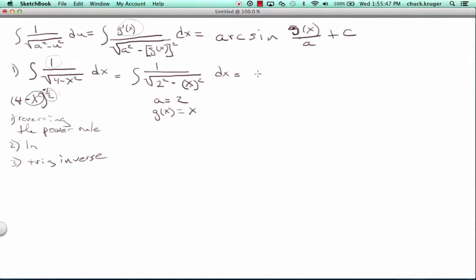So then my antiderivative is going to be arc sine of g of x over a, which is x over 2, plus c. And that's the antiderivative for that particular expression. Alright, let me go on to the next one.